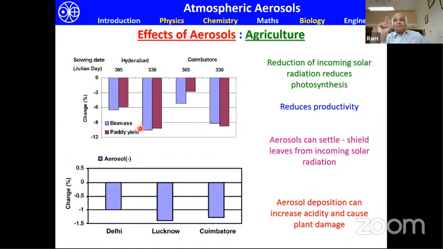The other effect of air pollution is that it can reduce the incoming solar radiation by these particles settling on the leaf. We saw that, be it scattering or absorbing, they can absorb or scatter. Hence, any radiation that would have come in the absence of this gets reduced. And so it can reduce the photosynthesis, can reduce the productivity. They can also increase the acidity and cause plant damage. So model simulations do indicate that there will be a decline in the yields due to the presence of aerosols in the Earth's atmosphere.